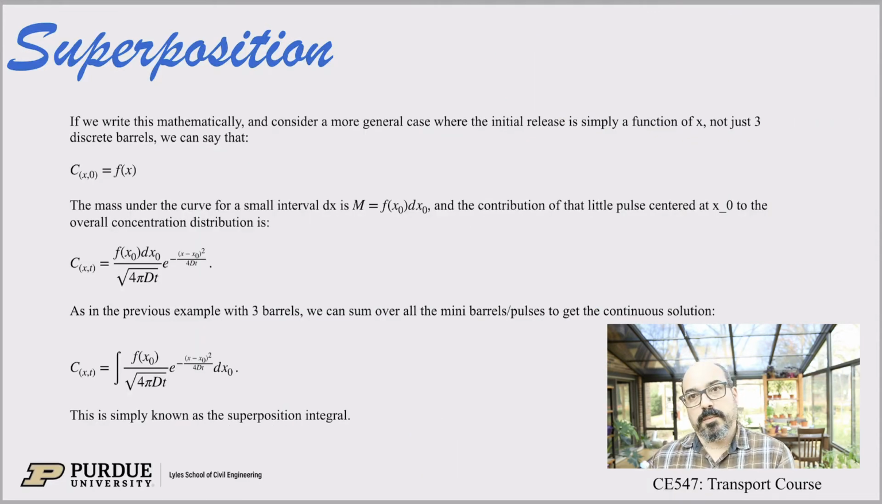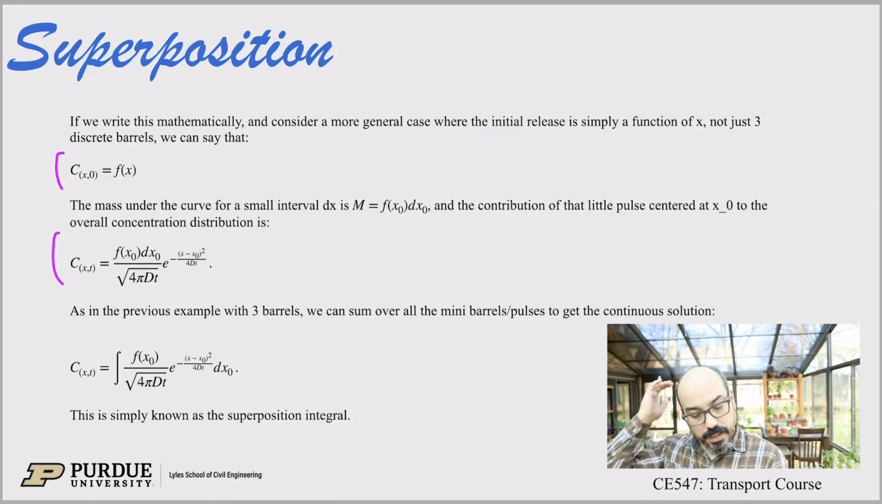Now, that was the conceptual, intuitive explanation with the 3 point sources, or 3 barrels, 3 pulses if you will, and then how you can sum them up. If we write this in the math, having 3 barrels, or 5, means you have a function, like the initial condition is a function of space. Instead of having 1 pulse at 0, now we have pulses at different places at time equals 0. So the initial condition at time equals 0 is a function of space. Again, this is in 1D, so just x.